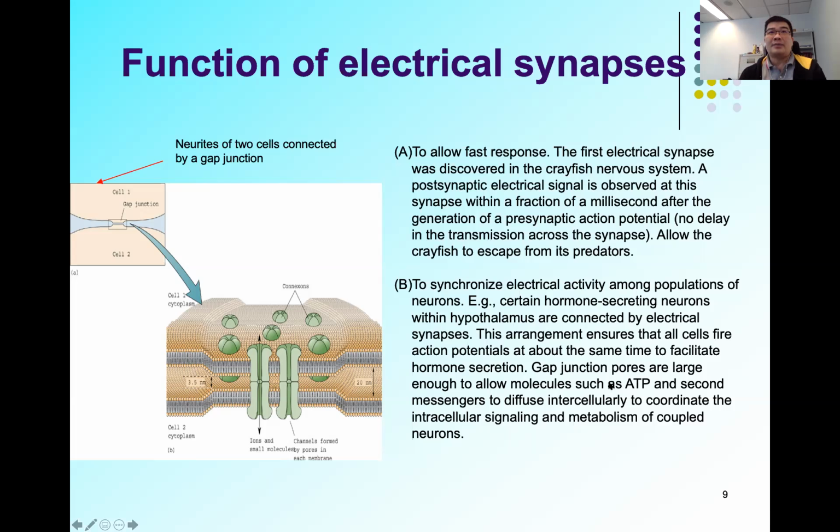As mentioned here, synchronizing the cells facilitates hormone release, the secretions. The pores are large enough to allow molecules such as ATP or secondary messengers to diffuse, but not necessarily big proteins though, okay?